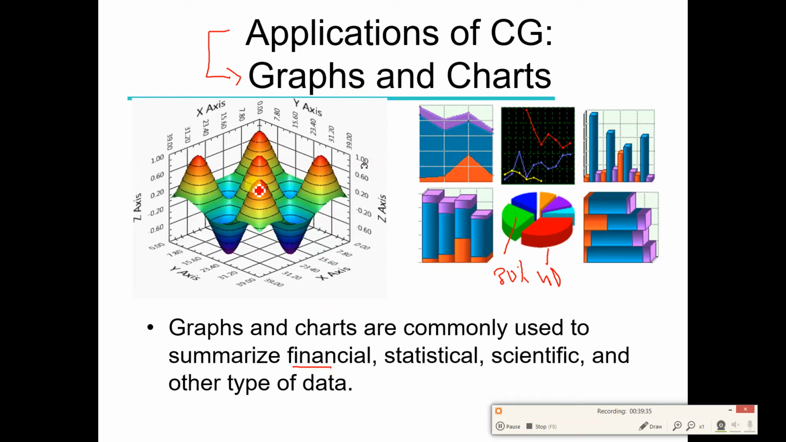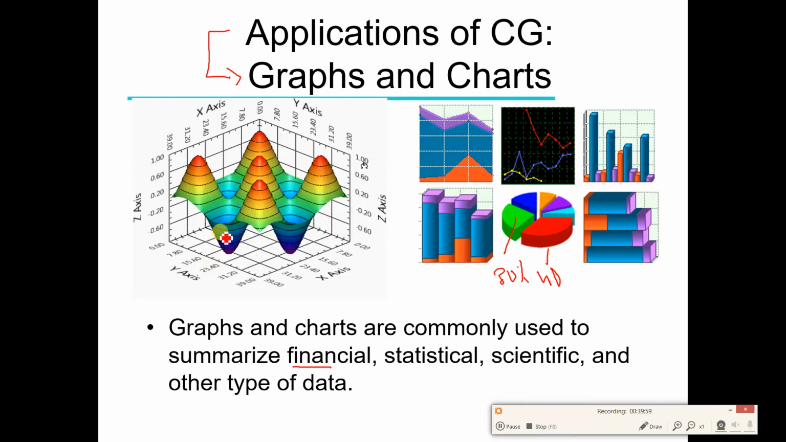Similarly, for scientific data, there are some physical phenomena going on. Either the temperature is changing, or heat is moving from one part of an object to another part, or from one body to another body. There is some radiation, there is some convection. These phenomena can be represented in visual format by using graphs and charts.